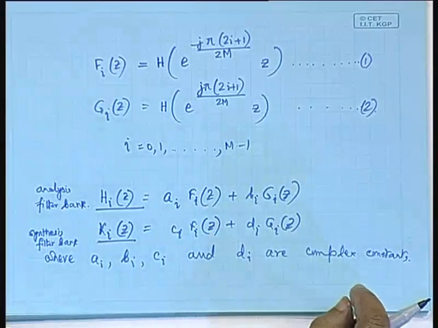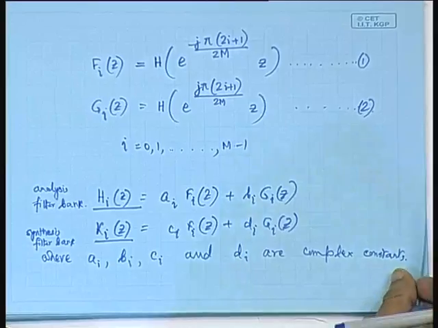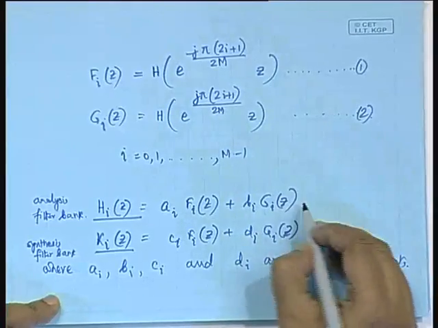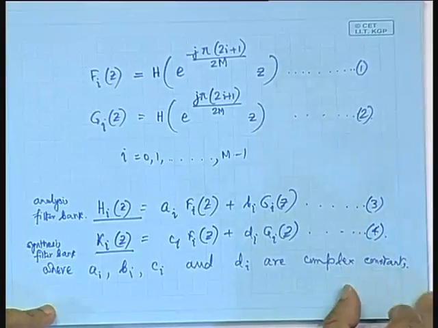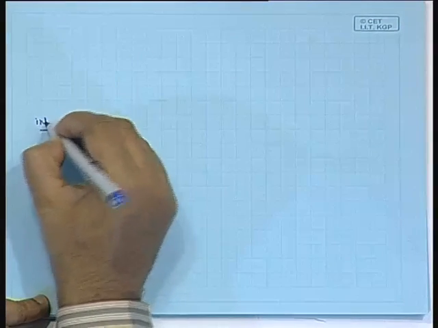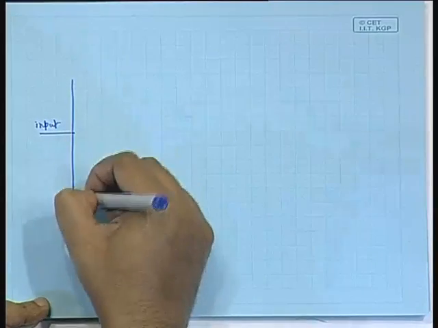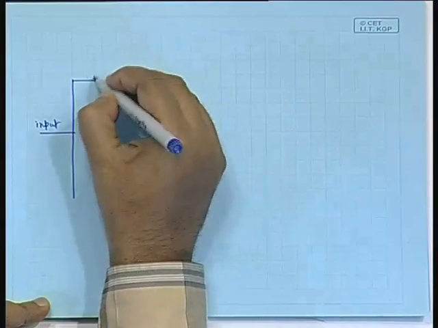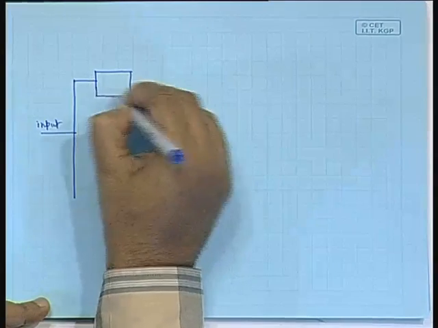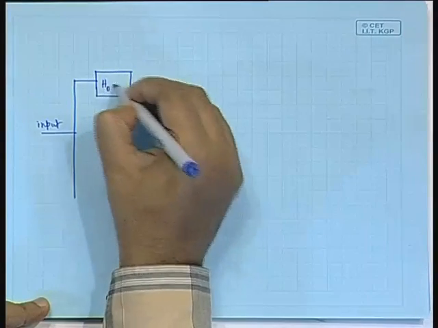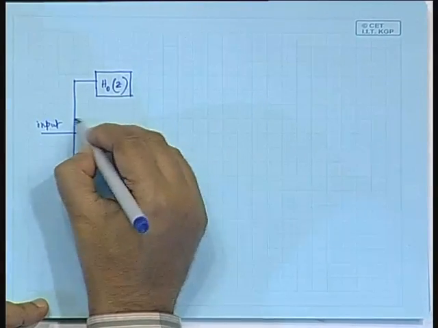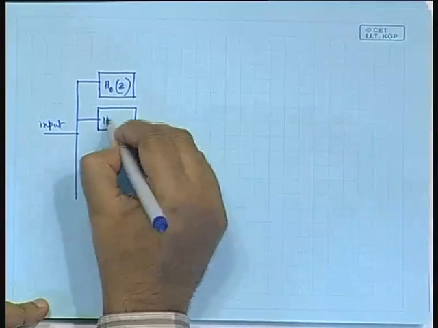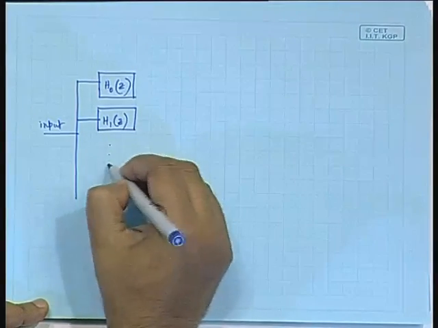So, pictorially we can show this realization. Let us say that this is equation number 3 and this is equation number 4. Pictorially we can show it like this: this is the input. It is put through M different band pass filters, consisting of H0(z), H1(z) up to HM(z).